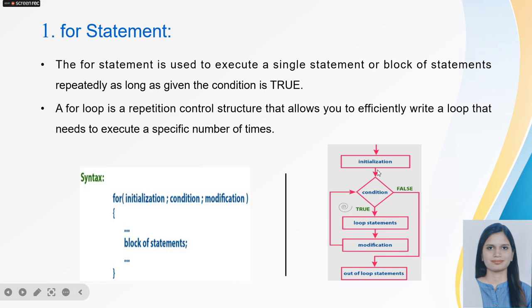Flowchart: initialization, then condition check. If the condition is true, then loop statement, then modification, increment or decrement. And if the condition is false, then out of the loop statement.